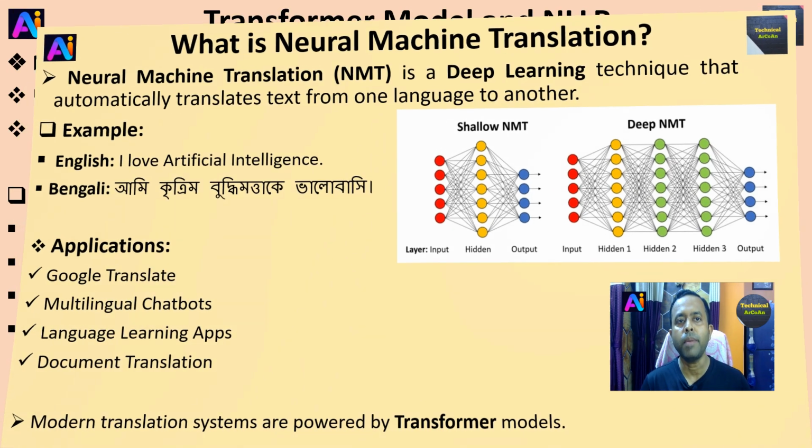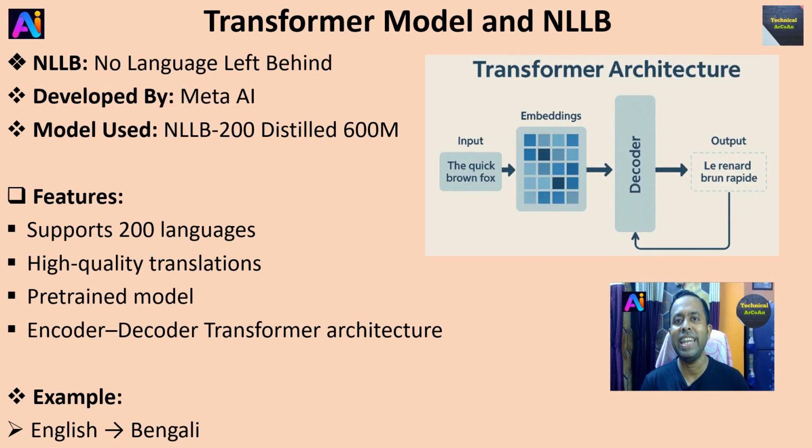Now let's talk about the transformer model and NLLB. NLLB stands for No Language Left Behind, developed by Meta AI. The model used, NLLB-200 Distilled 600M, means this pre-trained model is already trained on 200 different languages worldwide. Features include support for 200 languages, high quality translations, a pre-trained model, and an encoder-decoder transformer architecture. In our problem, the model will translate from English sentences to Bengali sentences.